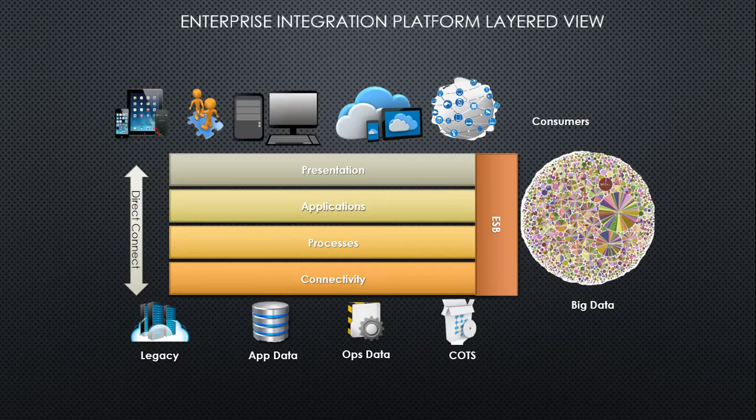Now, here's an integration platform for a large integration with a successful SOA. And you notice we've got the same connectivity layer, process layer, applications layer, presentation layer. We've got the legacy systems and the commercial off-the-shelf system and the data at the bottom. We've got big data extracting from every process and every transaction. We've got some direct connections of our consumers to the APIs.